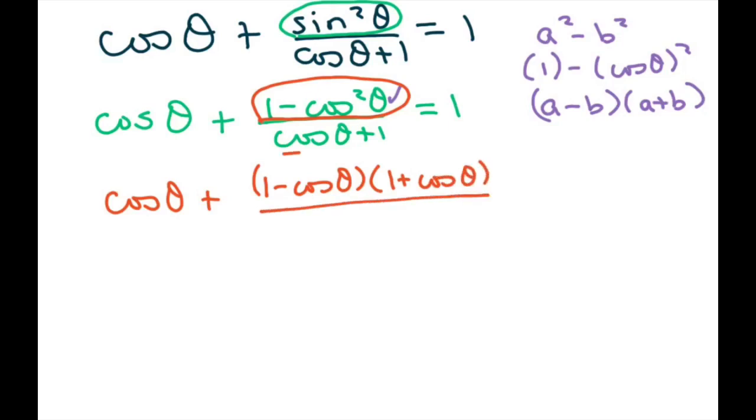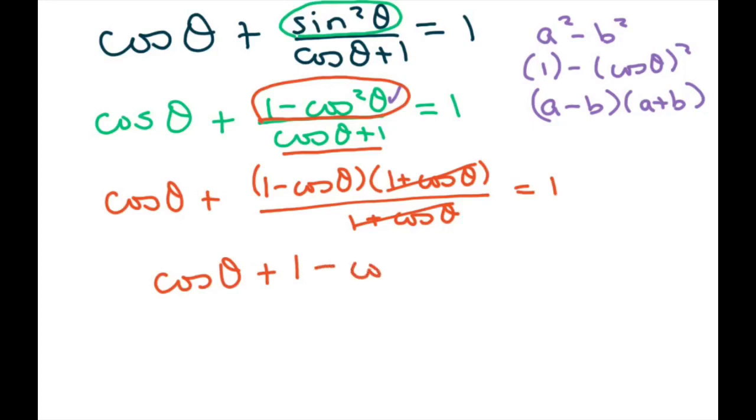divided by, and I can switch this around if I want, because it's a plus, and write 1 plus cosine of theta equals 1. So I'm going to cross out these two because they're the same, and rewrite this as cosine of theta plus 1 minus cosine of theta equals 1. And what happens is these two cancel out because you have cosine minus cosine. So then we have 1 equals 1.